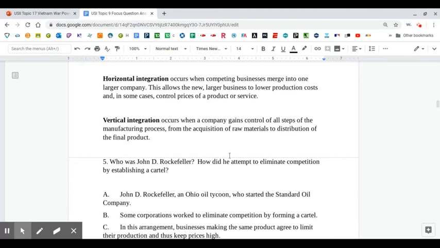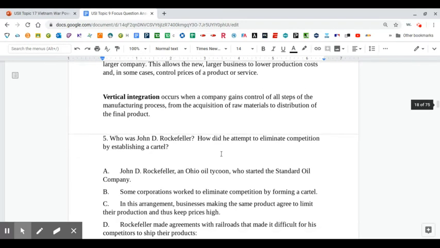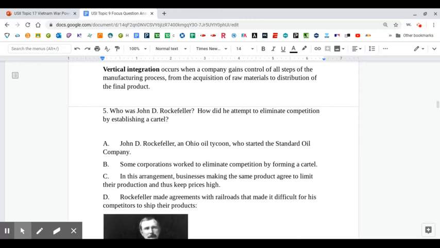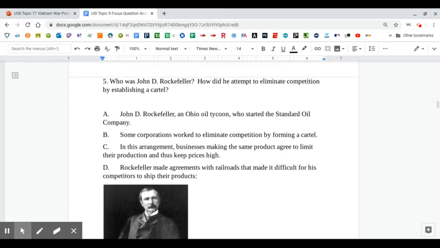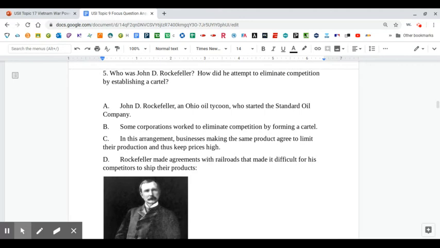Next, we'll look at one of the biggest entrepreneurs, biggest business people during this period of time, one of the wealthiest citizens in the history of our country. His name was John Rockefeller. How did he attempt to eliminate competition? By creating what is known as a cartel.